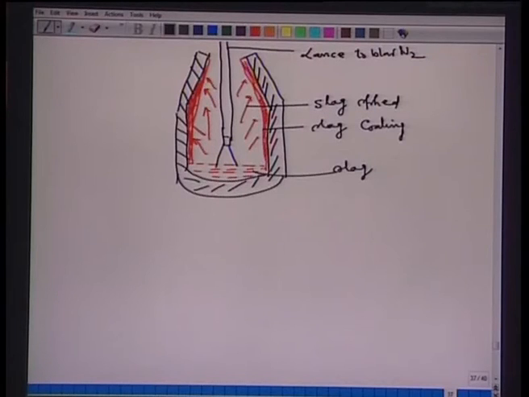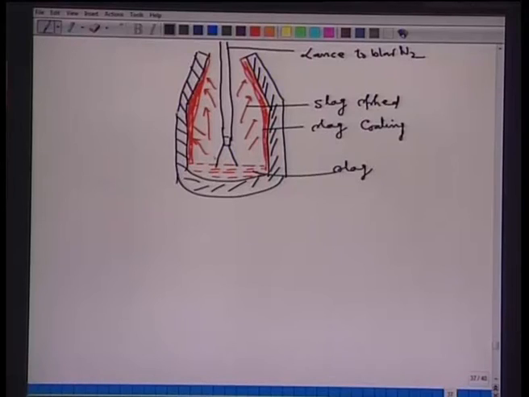So, the diagram shows how slag splashing is done. In the beginning, the red color shows the slag, and the lance is blowing nitrogen at 4 to 5 bar pressure. As a result, the nitrogen jet penetrates into the slag and then the slag begins to splash and adheres to the wall of the lining, and the red one shows the slag coating. So, that is how slag splashing is done.